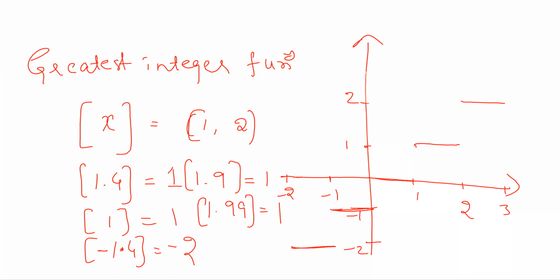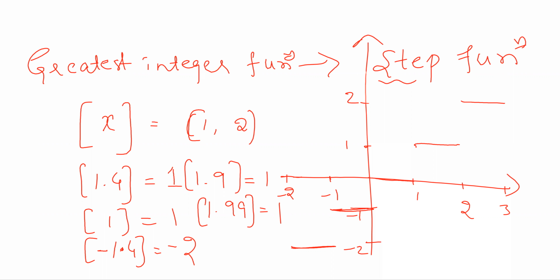The other name for the greatest integer function is step function. You can remember it like this also: the diagram of the greatest integer function looks like steps, so that's why we also call it the step function. Is it clear? This is the image of the greatest integer function, the diagrammatic representation. Is it clear, Vignesh?